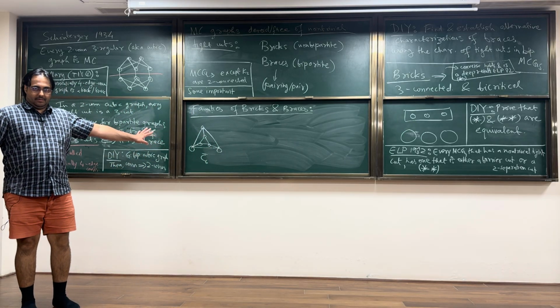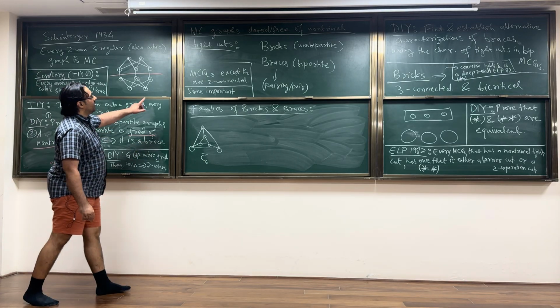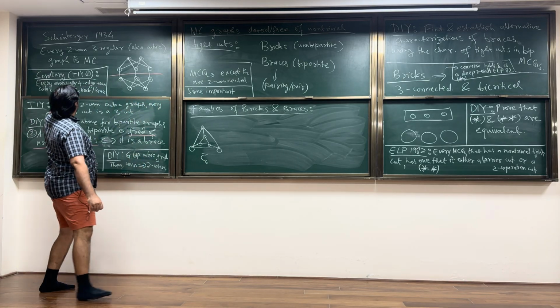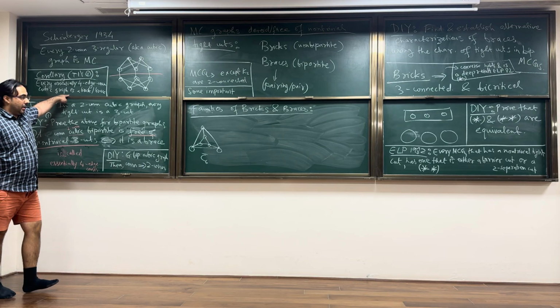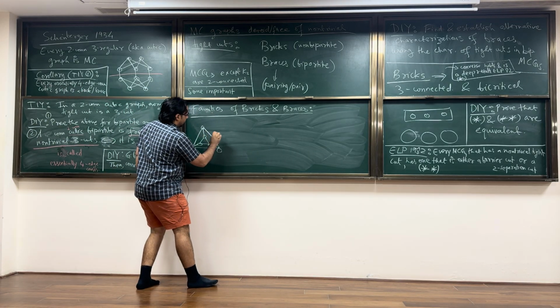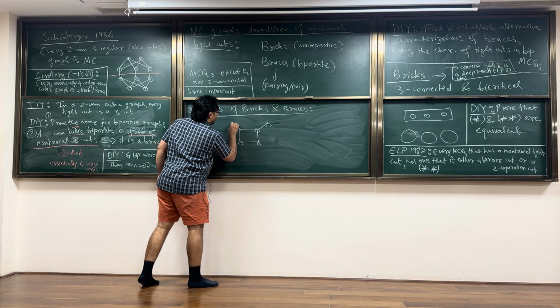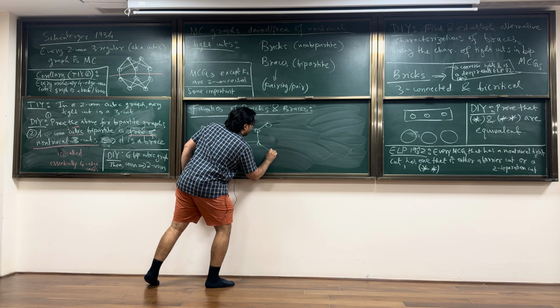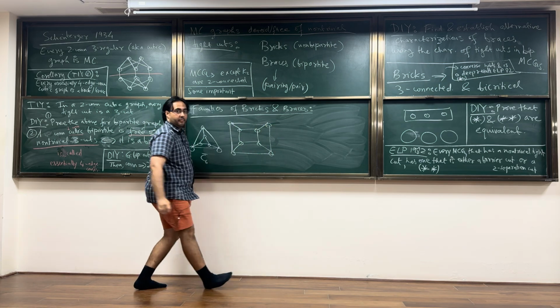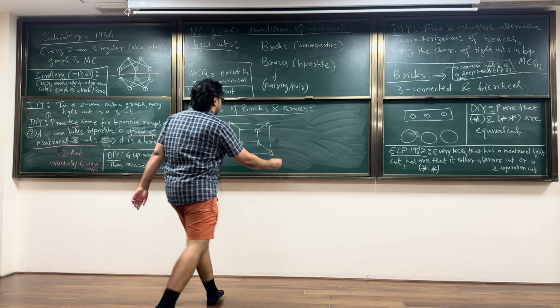But this is still a brick. This is not an if and only if statement. But now let's generalize this. Instead of a 3 cycle and a 3 cycle, I will take a 4 cycle and a 4 cycle, or I can take a 5 cycle and a 5 cycle.